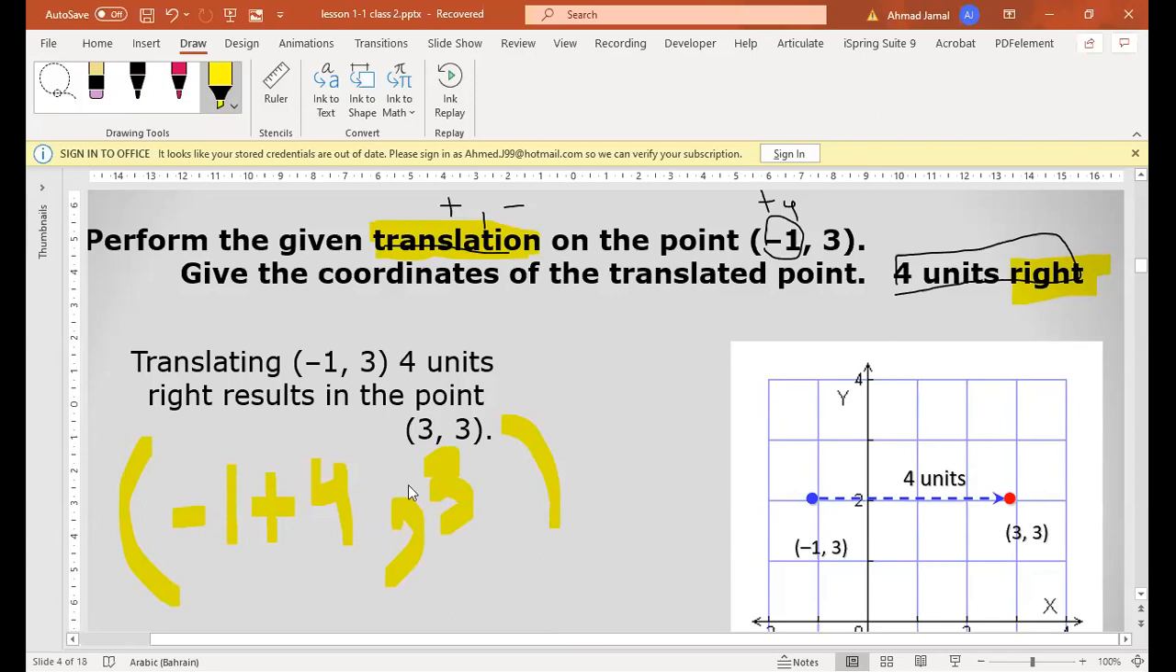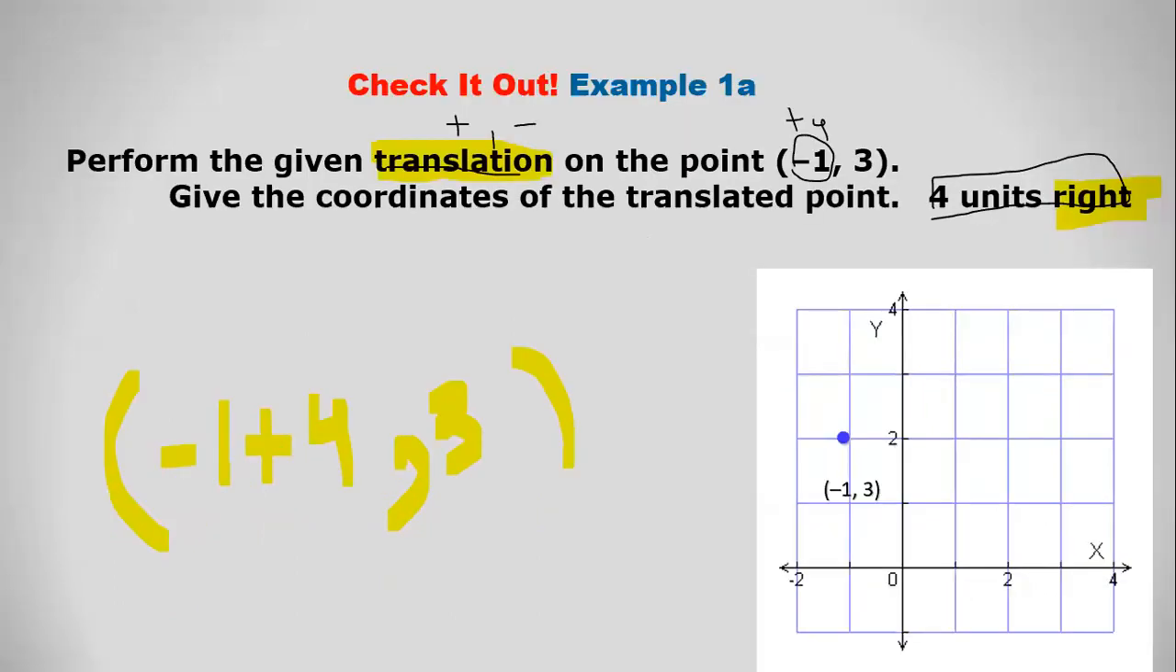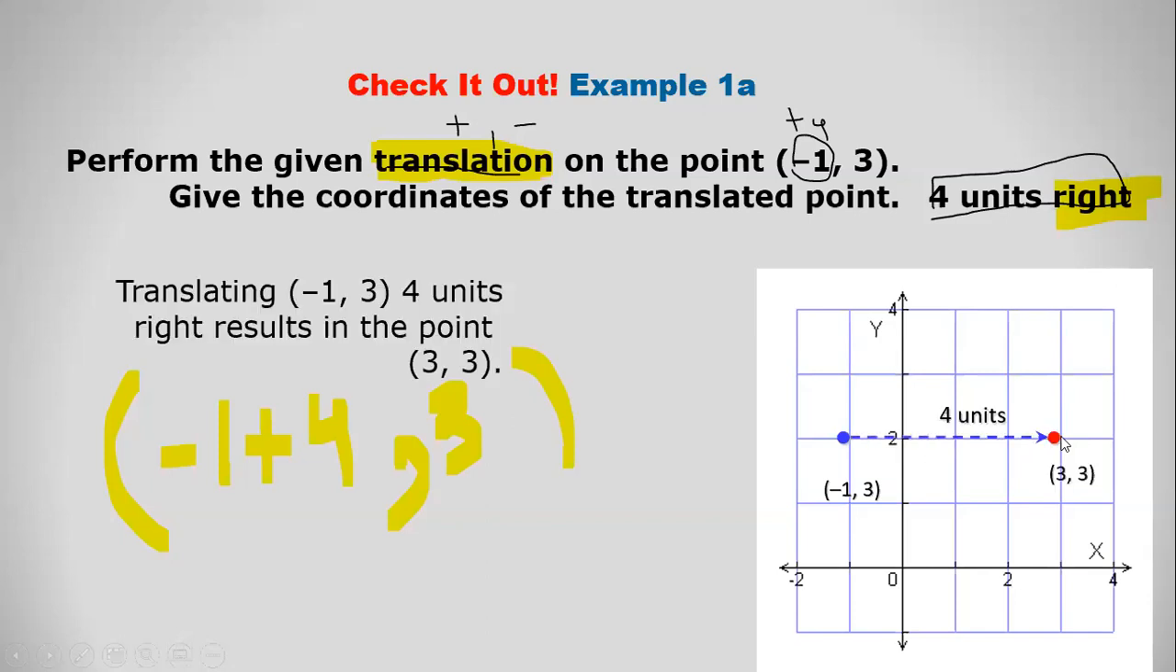Okay, I will complete. This point, (-1, 3), moves 4 units to the right. So I count 4 units: 1, 2, 3, 4. So the new point is here.